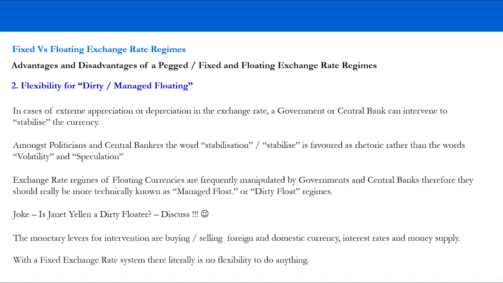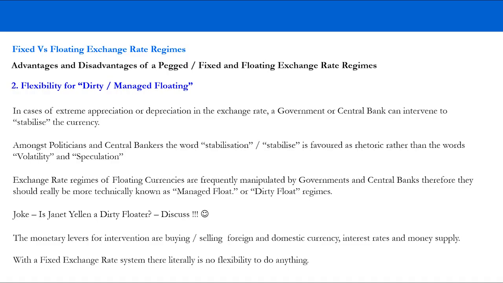And floating currencies in the modern world are frequently manipulated by governments and central banks. And they should really not be technically known as floating regimes. What they should really be known as are managed float or dirty float regimes. And there's an ongoing joke in the financial markets, and this is a nice example, so this sticks in your mind. There's an ongoing joke that Janet Yellen is a dirty floater.